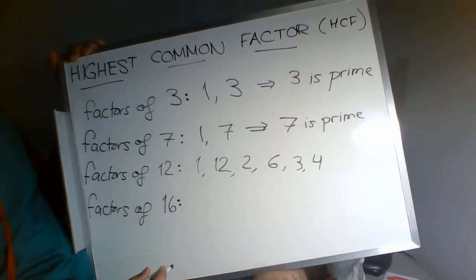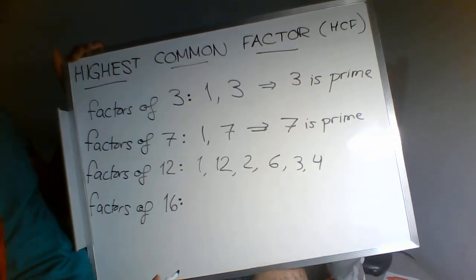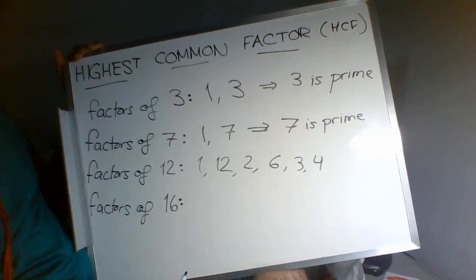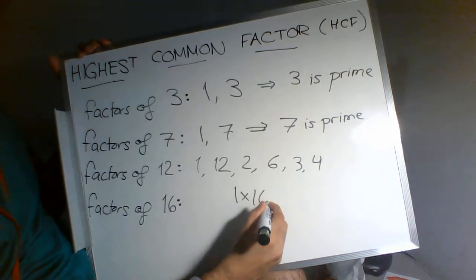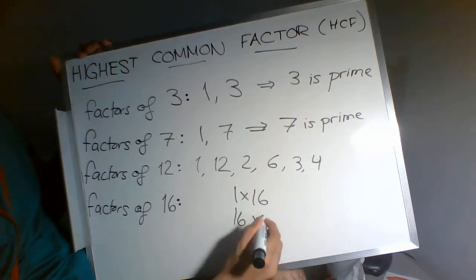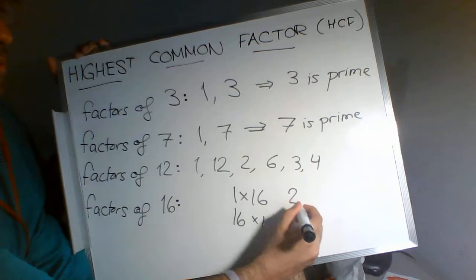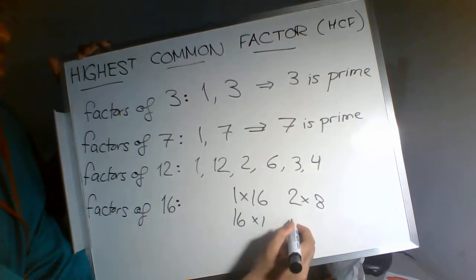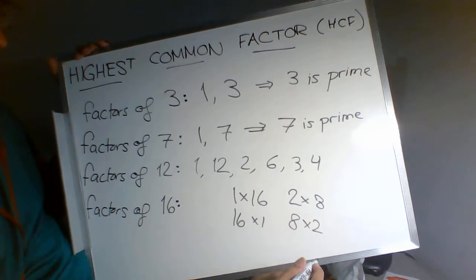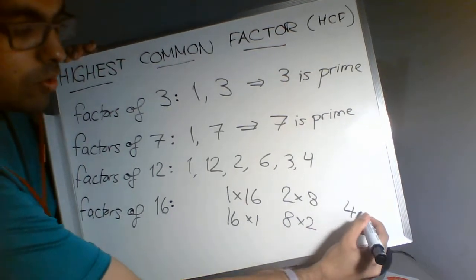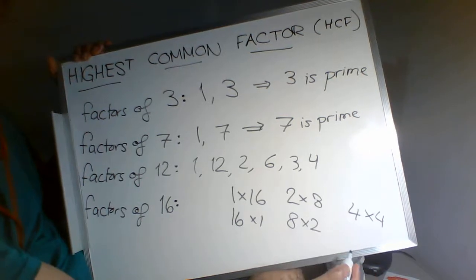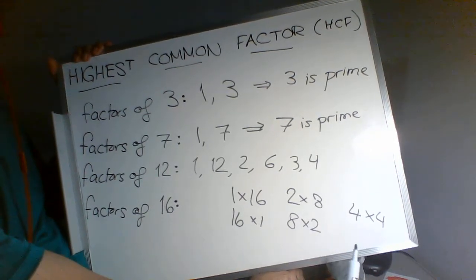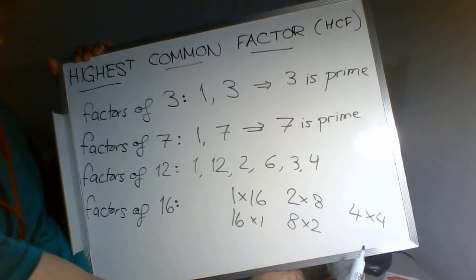So let's look at one more number. Let's look at the factors of the number 16. So how many ways are there to get to 16? Well, we can do 1 times 16, right? We could do 16 times 1, that's no different. We could do 2 times 8, right? We could do 8 times 2. And we could do 4 times 4, right? 4 squared is 16, so we could do 4 times 4. You could flip that, it doesn't change, so we're not going to write it a second time. And that looks like just about it, right?